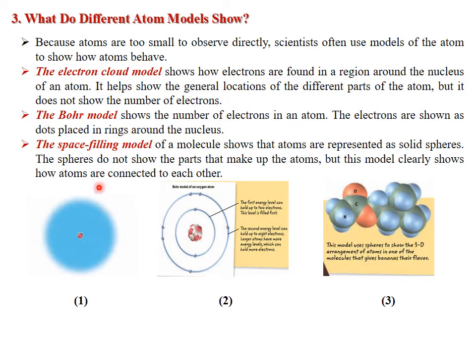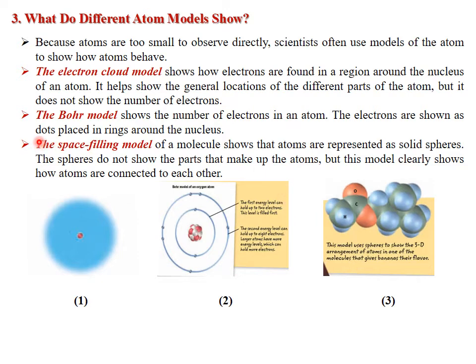The second model is called the Bohr model. This model shows the number of electrons in an atom. The electrons are shown as dots placed in rings around the nucleus. This model is shown in picture number 2.